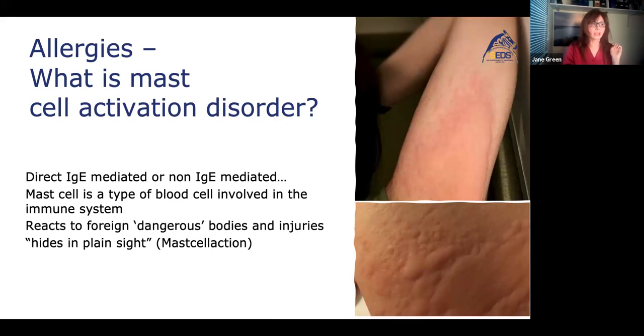So it can be both direct or indirect mediated, and the mast cell is a type of blood cell, so it really, as I said, plays an important part. And with the non-direct, sometimes these are triggered, so it's not one direct food, it could be a range of foods for no particular reason. There's no test we can do, it doesn't come up in a test, doesn't come up in a skin prick, but we still have these reactions that you'd get possibly with a direct food one.